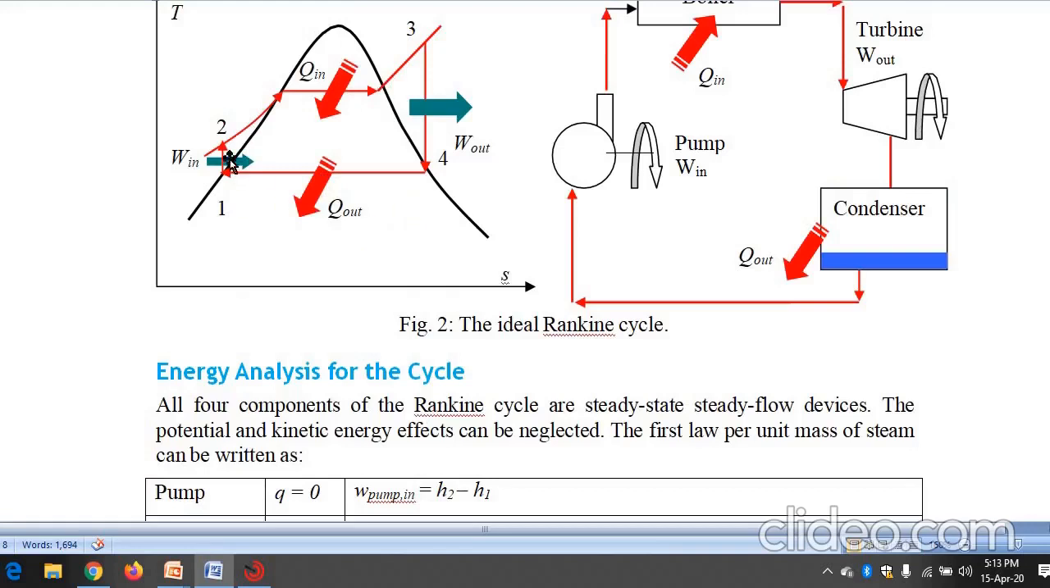Now, 1 to 2 is the work done on the pump, and 3 to 4 is the work done by the turbine. 2 to 3 is the heat added in the boiler. 4 to 1 is the heat rejected from the condenser.